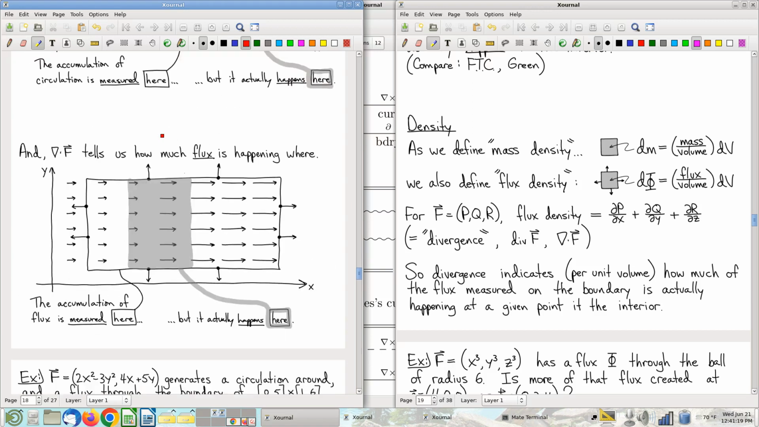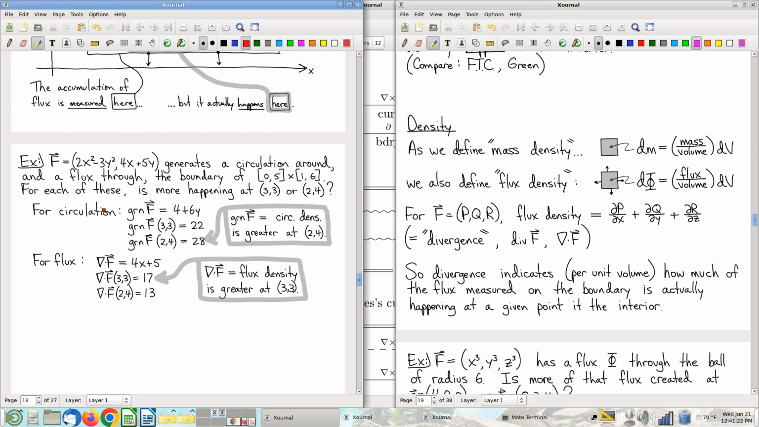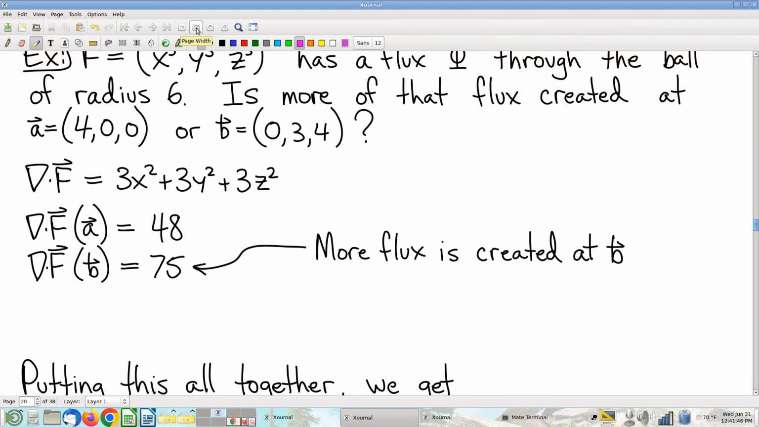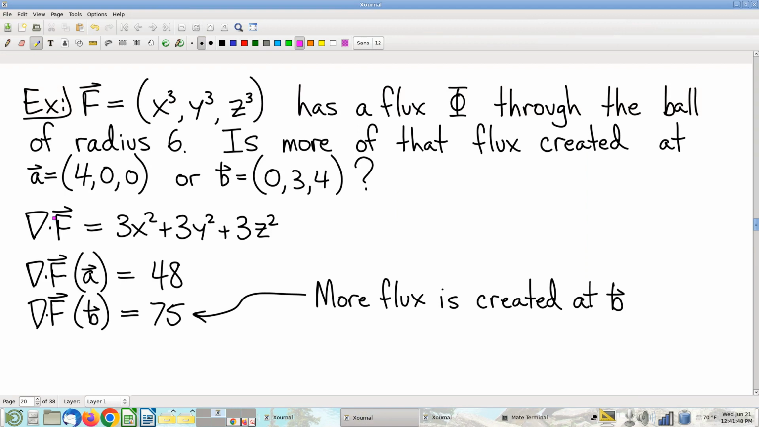And analogously, circulation density, Green's operator, tells us where there's more circulation. And we previously saw in the two-dimensional context that two-dimensional divergence tells you where the flux is, right? Where the flux density is greatest. Likewise, in the three-dimensional context, the three-dimensional divergence tells you where the flux is happening.